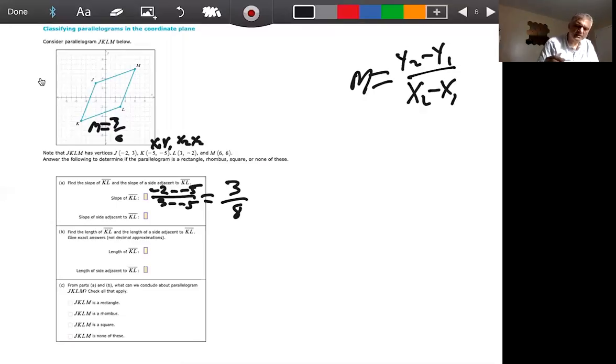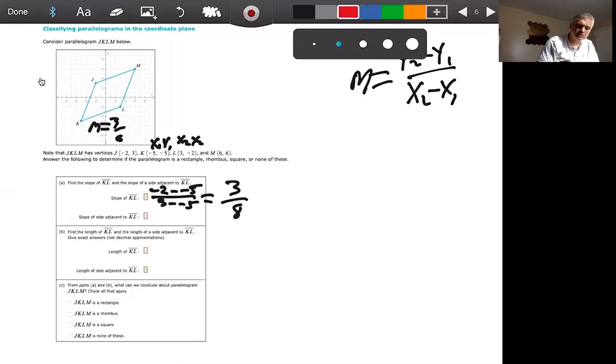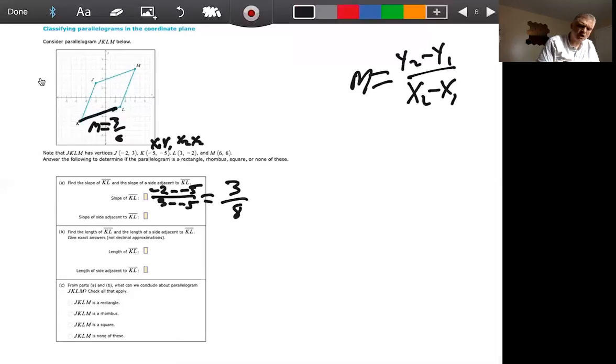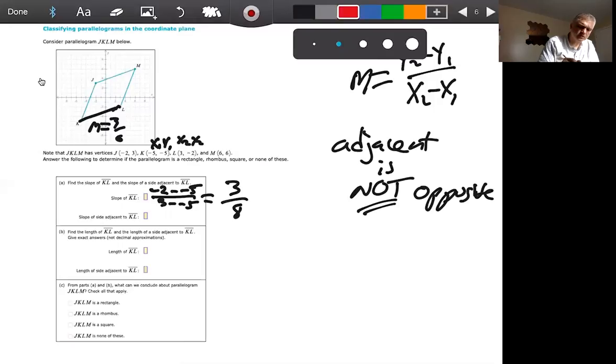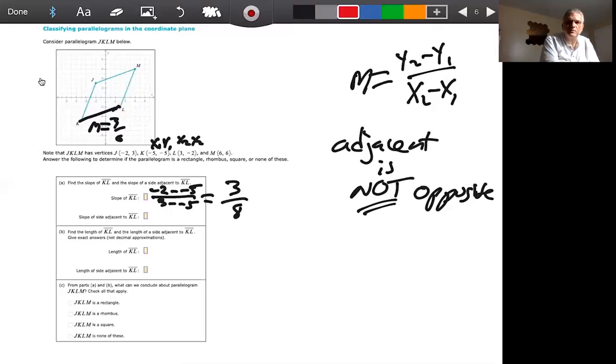Now it asks for the slope of a side that's adjacent to KL. Adjacent just means it's not opposite. That's the main thing. Adjacent is not opposite. So it can be either one of the other two sides. We could find JK or ML. They should have the same slope as KL because it is a parallelogram. Opposite sides are parallel.